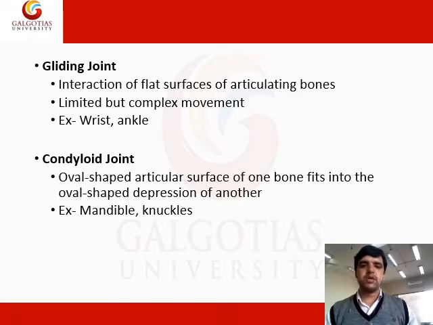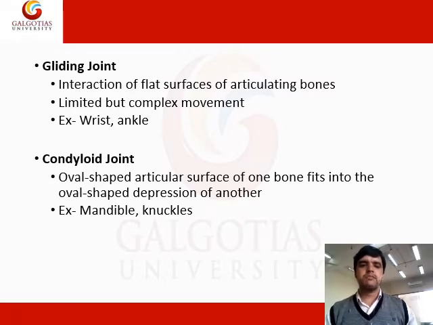The best example of these gliding joints are the joints present in the wrist or ankle, where more than one bone is combining together, like a compound joint. It is not a simple joint, but a compound joint.